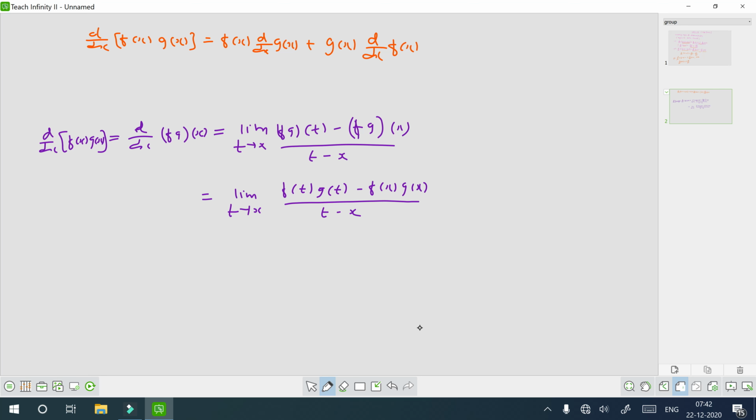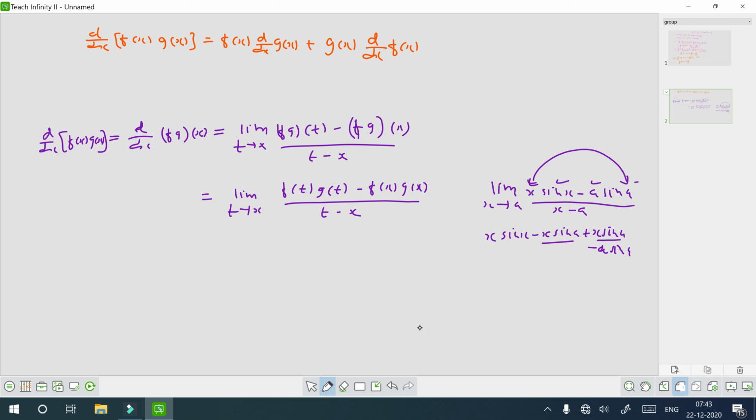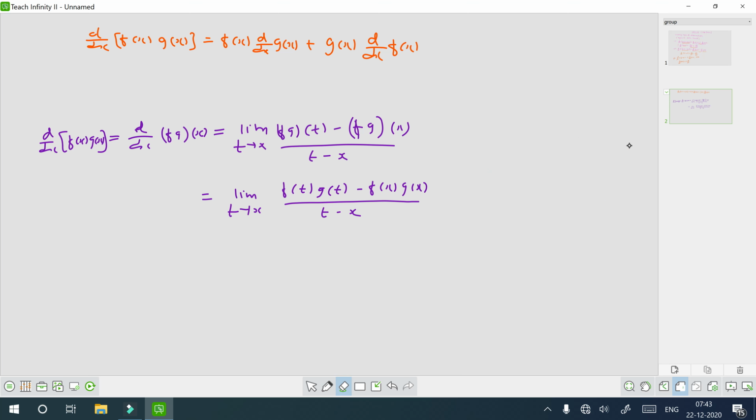At that time, see, we already saw this type of limit: limit x tends to a of x sin x minus a sin a over x minus a. At that time, what were we doing? x sin x minus x sin a plus x sin a. We are adding and subtracting. See, first, second, third and fourth: the first and fourth products we subtract and add. We saw this for that sum, let us do the same thing here also.